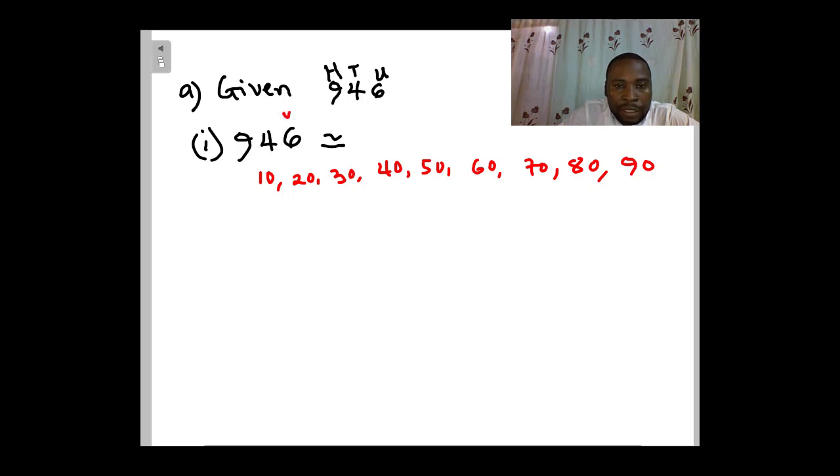Look at the place value. This is unit and this is tens. So since I am asked to round this number to the nearest 10, I will come to the tens place here. So I will see what I'm considering. I'm considering from 4 all the way to this place. I'm considering 4 and 6. And what is 4 and 6? 4 and 6 is 46.